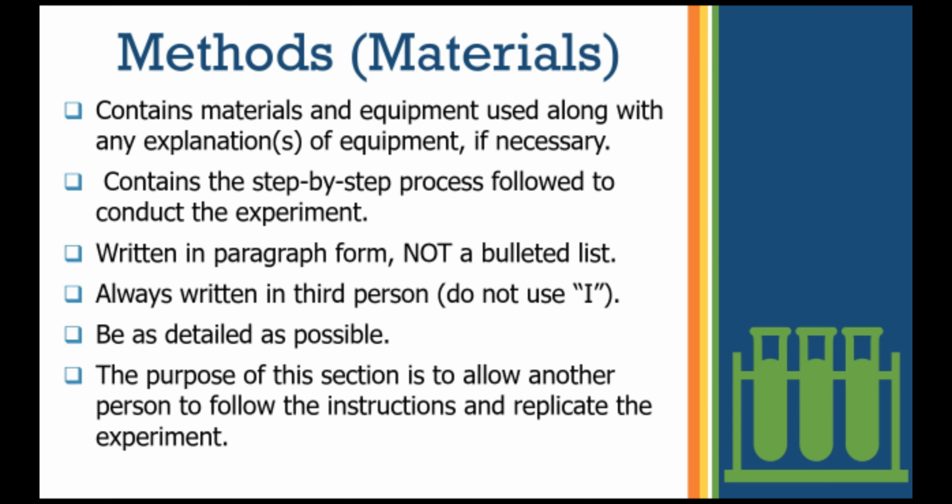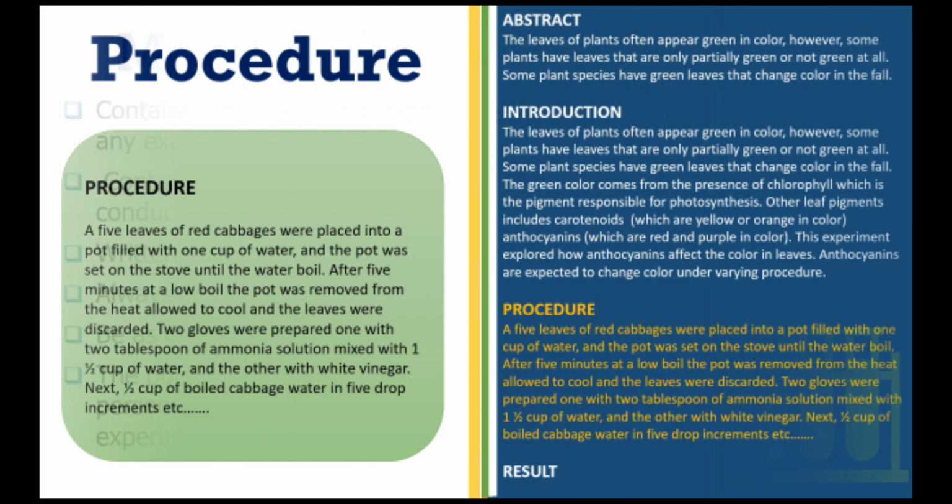Methods contain the materials and equipment used, along with any explanations of equipment if necessary. It contains the step-by-step process followed to conduct the experiment. It must be written in paragraph form, not in a bulleted list. Always write in third person. Do not use I. Be as detailed as possible. The purpose of this section is to allow another person to follow the instructions and replicate the experiment. We also have here a sample paragraph for procedure.